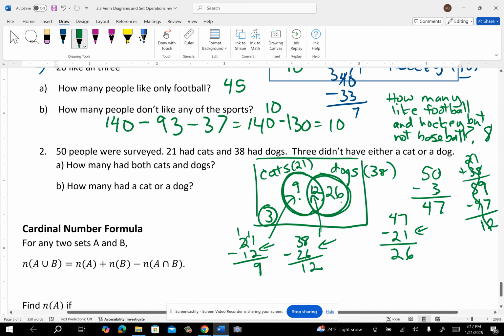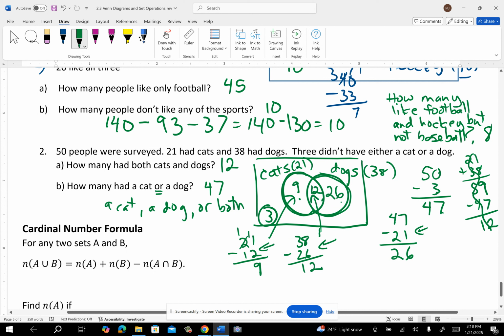So how many had both cats and dogs, like at the same time, would be 12. And how many had a cat or a dog? When I use the word or here, I might make this really clear, a cat or a dog or both, okay, because that's what I mean, but sometimes it's not clear. So a cat, a dog, or both, okay. So the or in the usual sense, that would have been the 47.